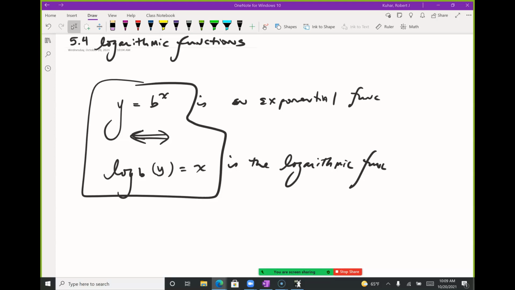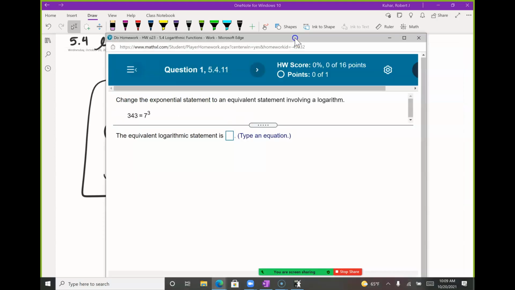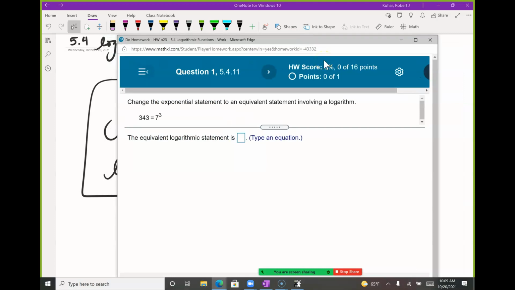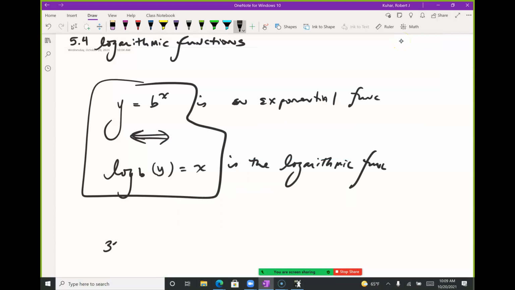So looking at a couple of these problems here in section 5.4, I simply can see this as an exponential: 7 to the third power. My exponent is 3, the base is 7, the result is 343. I would like to be able to write this as a log. So 343 equals 7 cubed, and I want to write this over using that translation. And so what is it? Log base what?